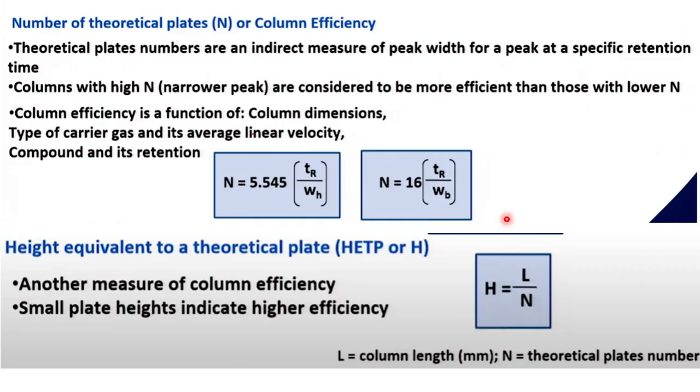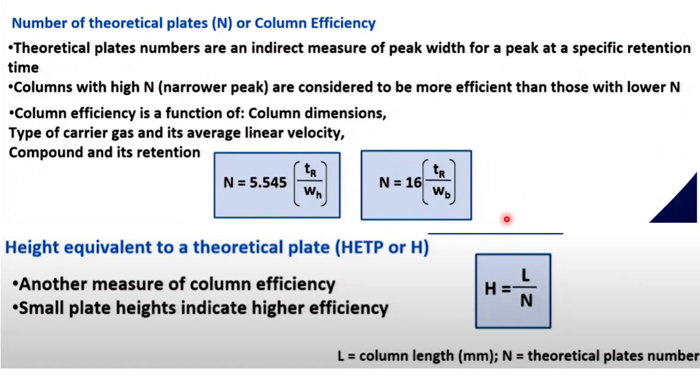Now, the number of theoretical plates, or column efficiency. What does that mean? You can assume a column of, let's say, 50 millimeter or 100 millimeter length is a combination of multiple theoretical plates. The number of theoretical plates is an indirect measure of the peak width for a peak at a specific retention time. A column with a higher number of theoretical plates N is considered more efficient than one with lower N.